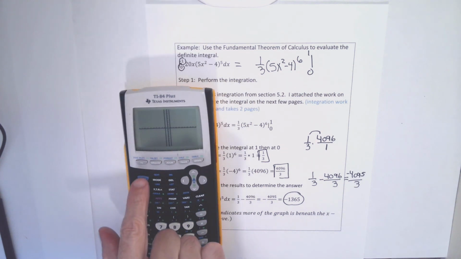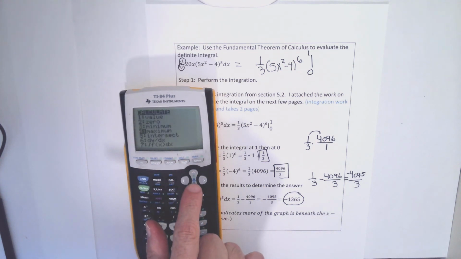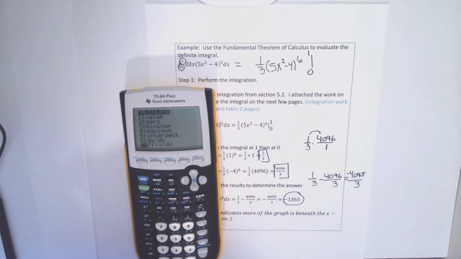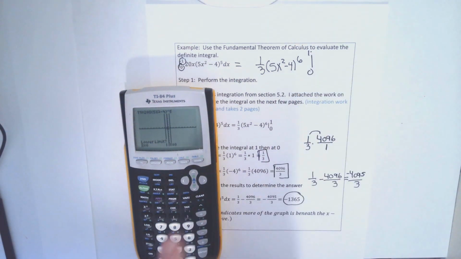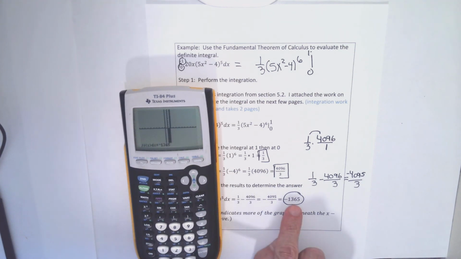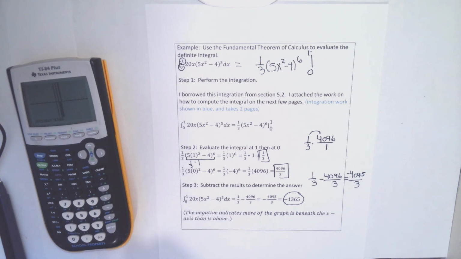Let me do this now. Second, calc, go down to option 7. My calculator wants me to go backwards, so after I hit enter, I do the lower number first, which is 0, and then the upper number second, which is 1. So 0, then enter, 1, and then enter, and I get exactly that, minus 1365. My calculator will match up exactly if the answer is not a fraction. If it's a fraction, it'll give me the decimal version.